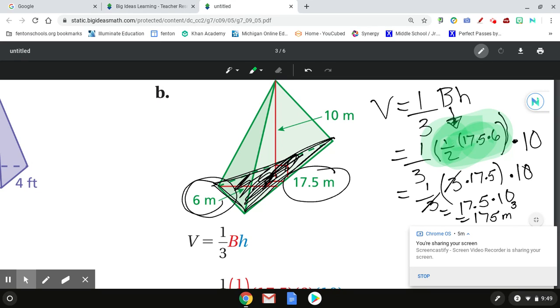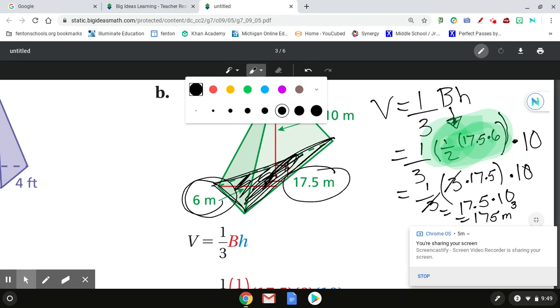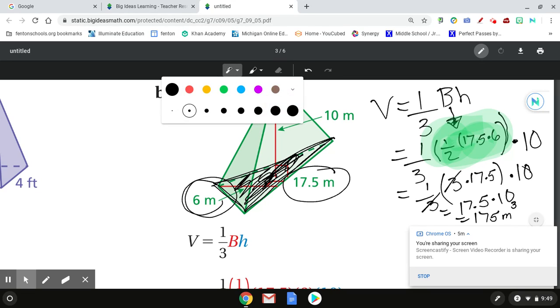1/2 times 17.5 times 6, because the base is a triangle shape on our pyramid, and then times 10, which is the height of the entire pyramid, and then it's 1/3 of that. And you saw a video on why it's 1/3 of the volume of the original volume formula. So when you do all your math, you should get 175 meters cubed.